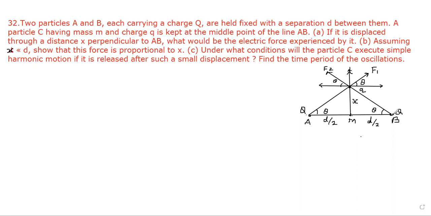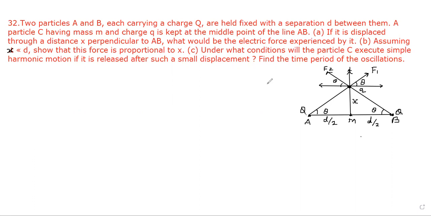So here, charge capital Q is located at this point, another capital Q charge at this point, at this point small q charge, and this is the midpoint. So small q is displaced through distance x and it reaches this point. Now, force between capital Q and small q will be in this direction, being a repulsive force, denoted by F2, and force between this Q and the small q will be in this direction, that is F1, which is also repulsive, and it will be directed like this.